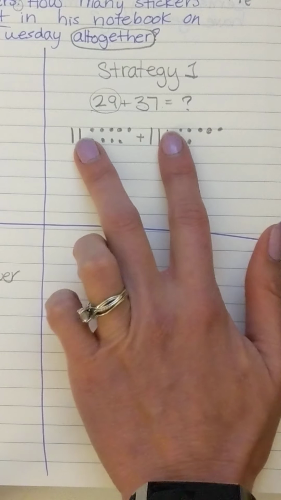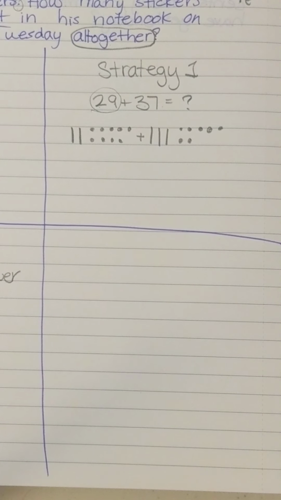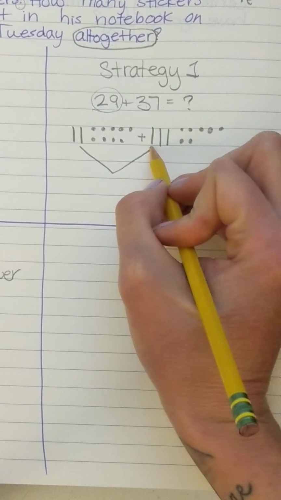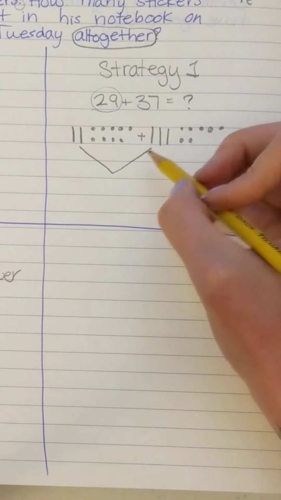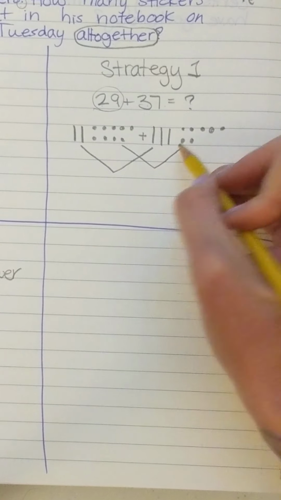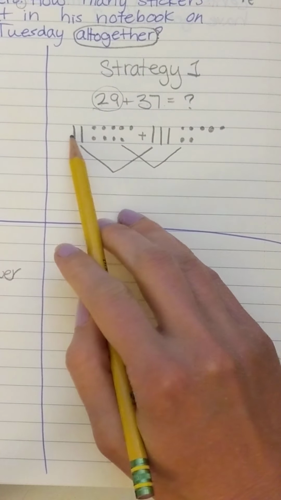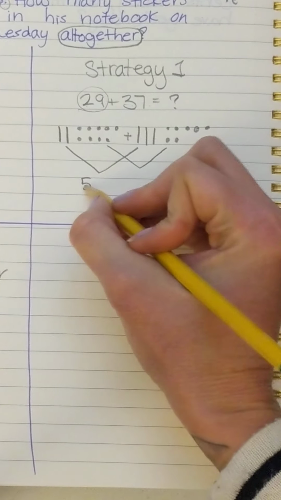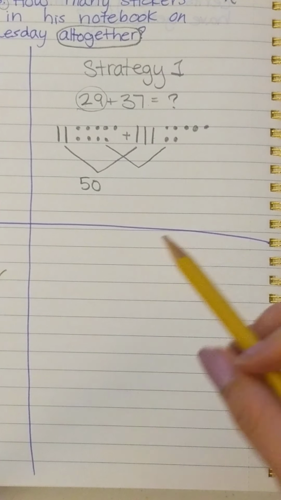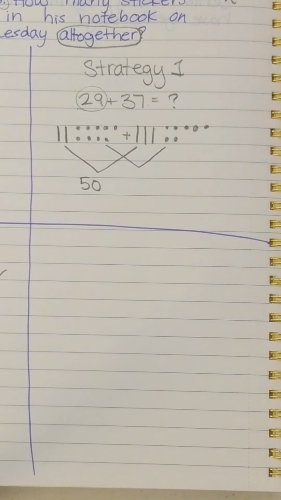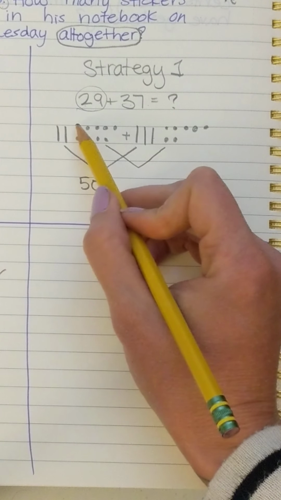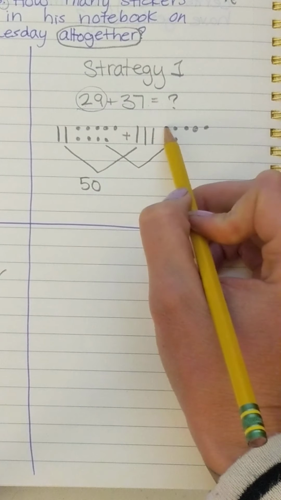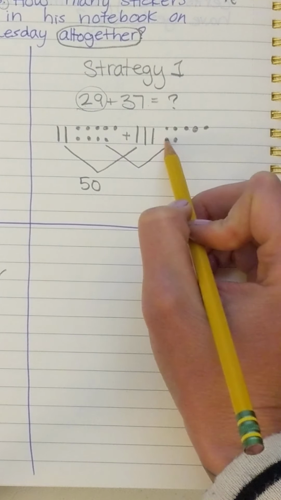Okay, so now that I've represented both numbers, I'm ready to actually put them together. All right. I like to put my tens with my tens first, and then my ones with my ones next. So I count up my tens. 10, 20, 30, 40, 50. Okay. And then I can think of it in a different way. I'm going to do my ones. 1, 2, 3, 4, 5, 6, 7, 8, 9, 10, 11, 12, 13, 14, 15, 16.